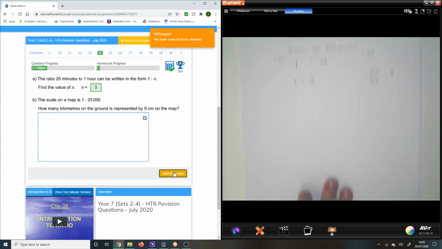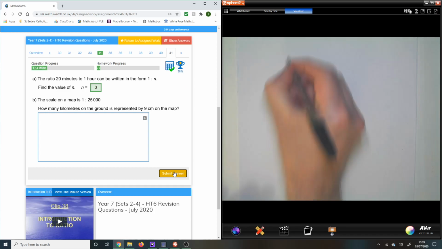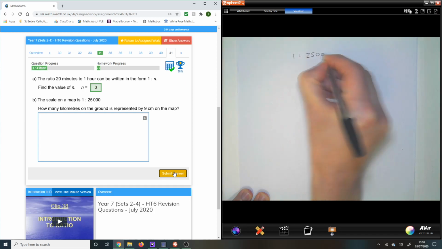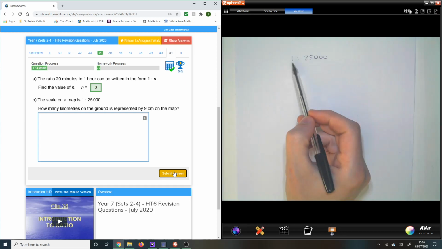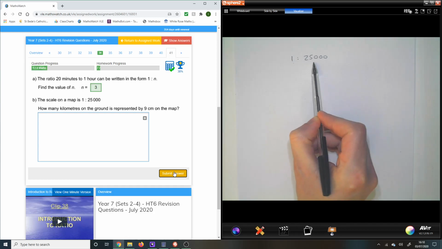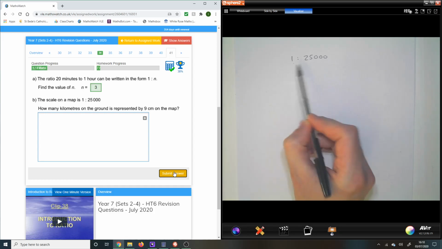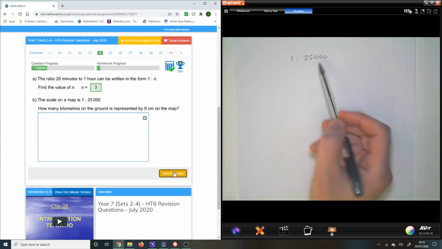The second part of the question, we've got the map scale. So we've got a scale. The scale of the map is 1 to 25,000. Okay, so what that means is 1 centimeter on the map is 25,000 centimeters in real life. So if it wants to know how many kilometers is represented by 9 centimeters.